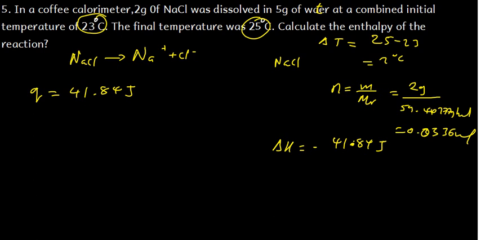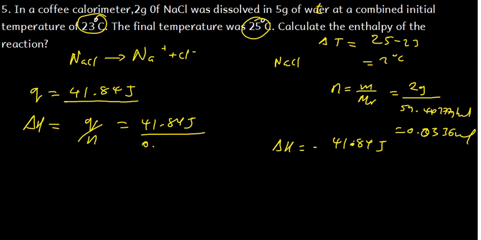So this energy is only in joules. For us to take it in kilojoules per mole, for it to be enthalpy, we need to divide by the number of moles. So we are saying delta H, which is the enthalpy, is energy over the number of moles which you have found. So the energy is 41.84 joules divided by the number of moles, 0.0336 moles. So that will be 41.84 divided by the answer that you found. That is going to be 1243.54 joules per mole. Now this is joules per mole.